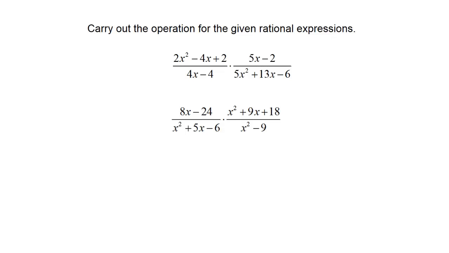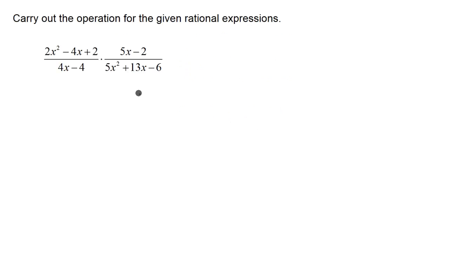In this video, I'm going to do a couple multiplication problems involving rational expressions. And when multiplying rational expressions, you always want to see if you could factor first. So I'm going to take a look at this trinomial and see that I can factor out a 2 from both of them. So that's going to be the greatest common factor.